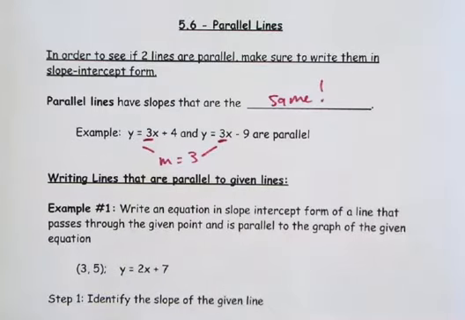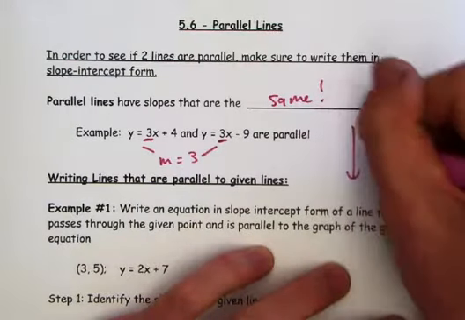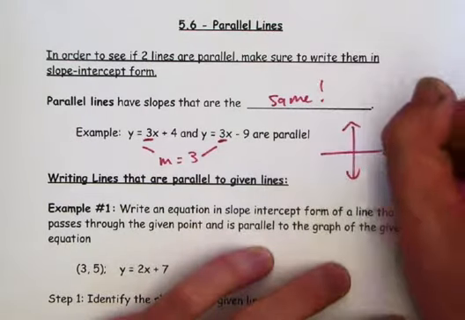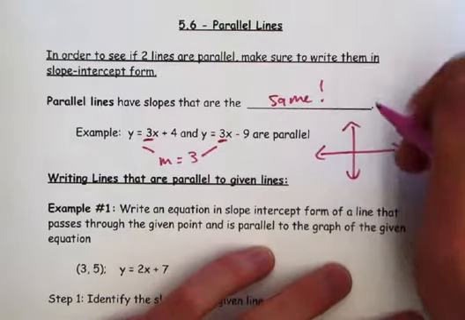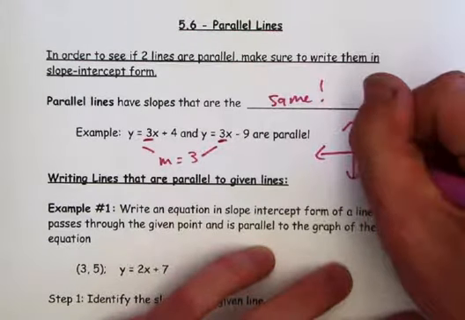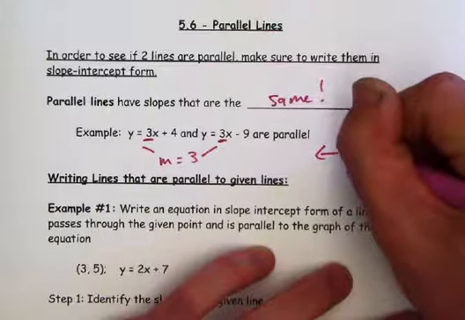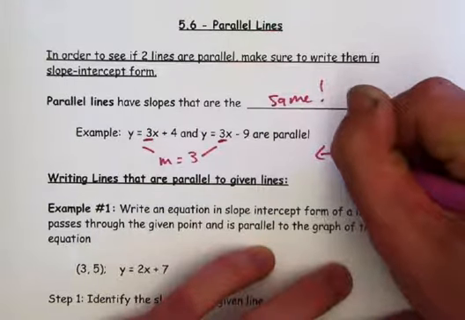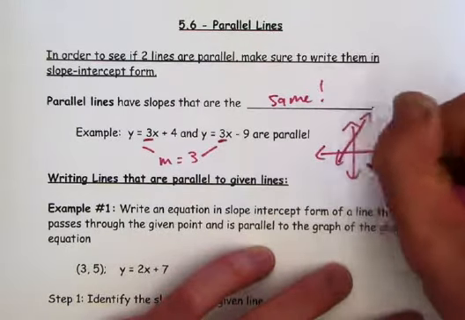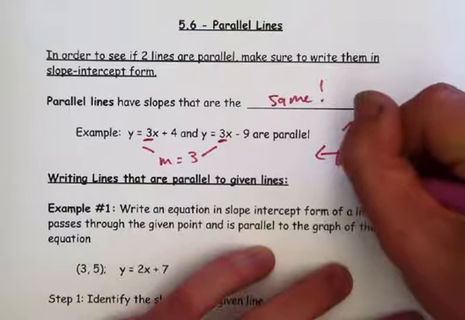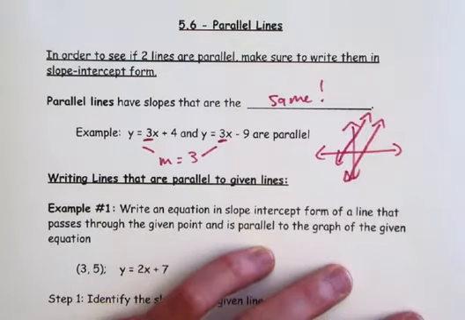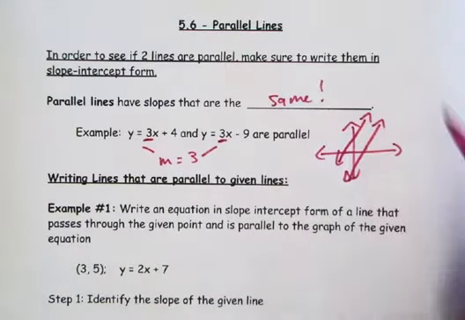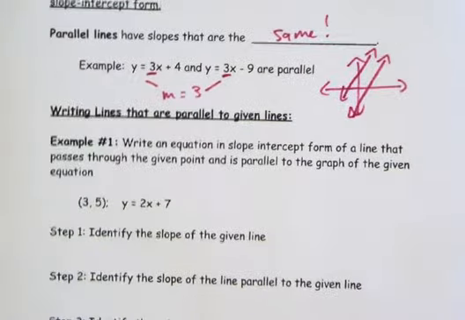That makes sense. I'm just going to draw a little graph to show you what it would look like. y equals 3x plus 4 would be something like this. And y equals 3x minus 9 would be something like this. So they'd be running parallel to each other. They would never touch.